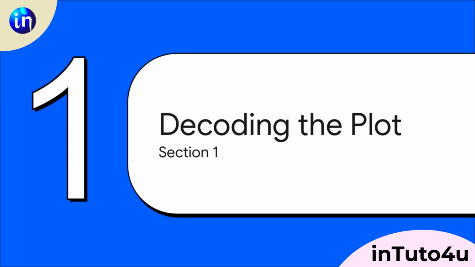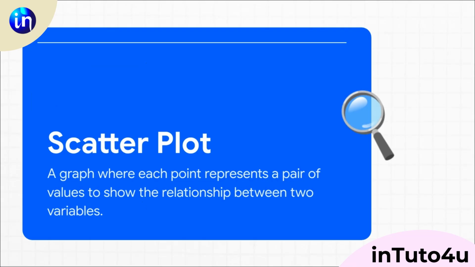Okay, so to get this story, you first have to understand the page it's written on. We're going to start with the absolute foundation of it all, the scatter plot. So what in the world is a scatter plot? Honestly, you can think of it like a matchmaking service for your data. Each dot stands for one thing, maybe a person, a company, or even a single day, and it shows us how two different facts about that one thing relate to each other.